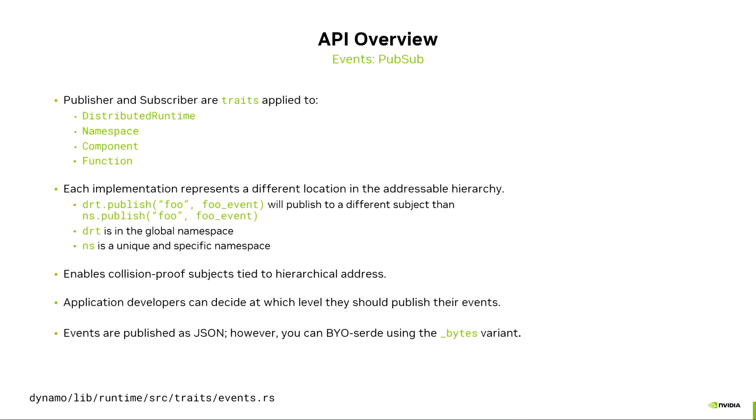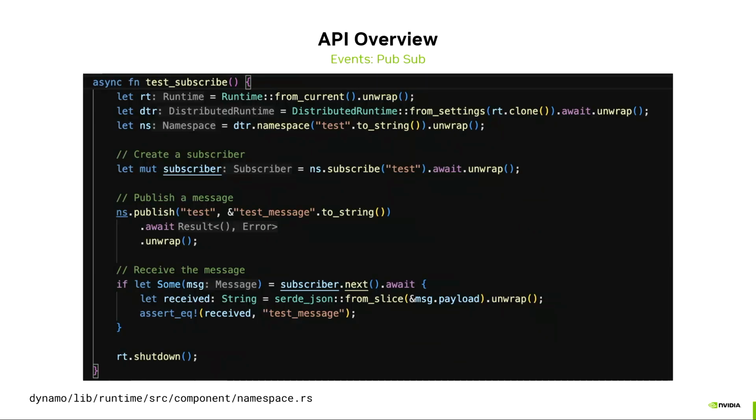And mostly we emit our events in JSON, but if you want to use your own Serde, like if you want to bring Cap'n Proto or something, you can use the bytes variant. This is what it looks like. It's in Rust code. All you do is create a distributed runtime. Here, we're going to do it on the namespace. So our namespace subscribe, we got our subscriber, namespace publish, and then we'll just pull the subscriber, and voila, our test passed.